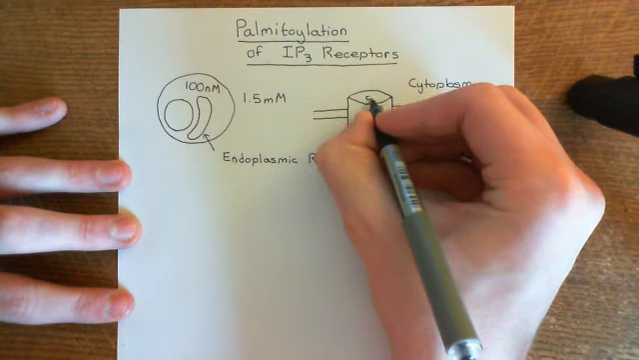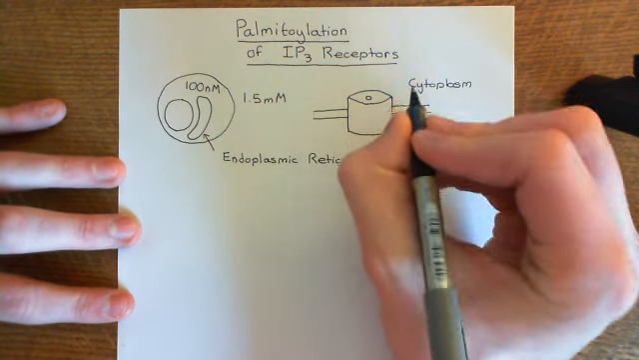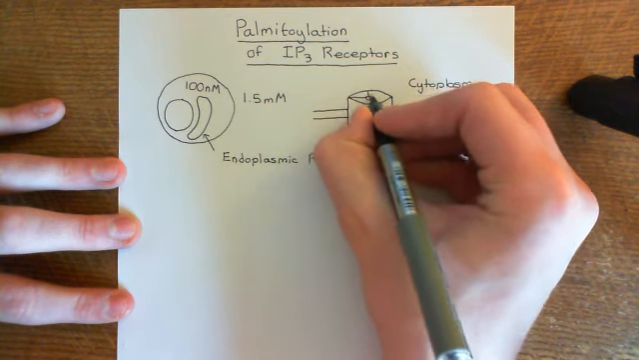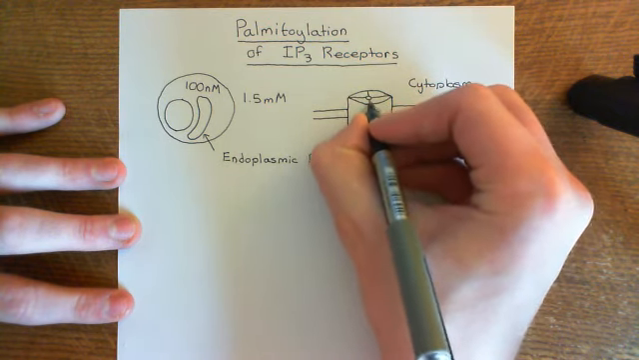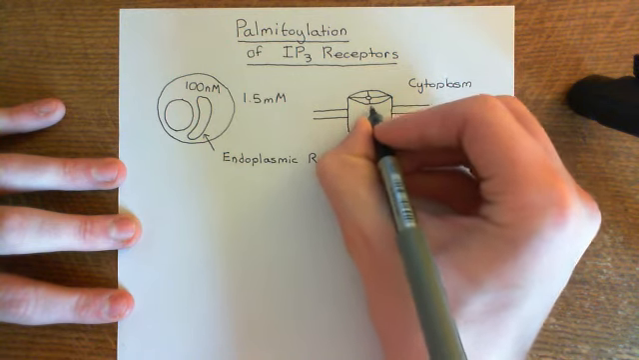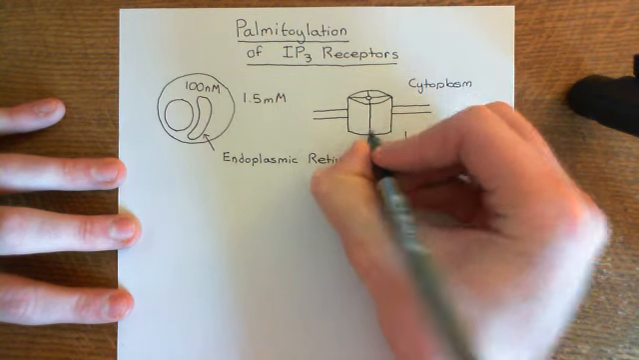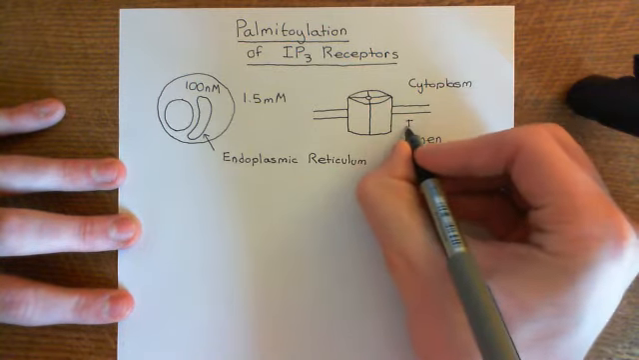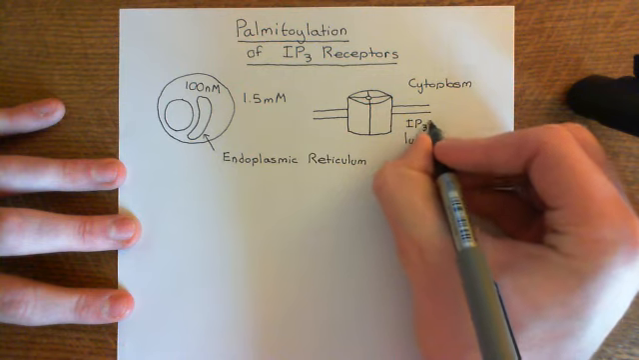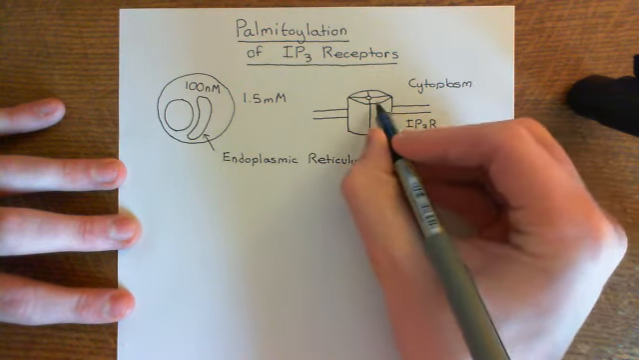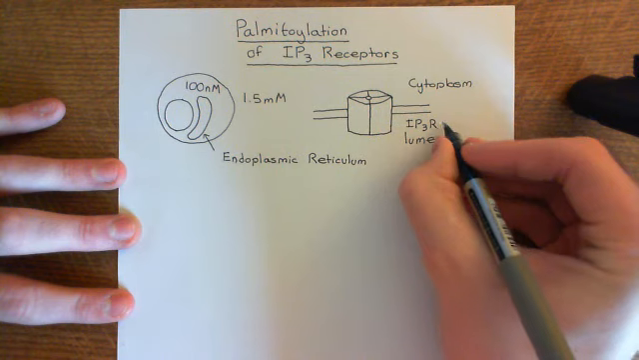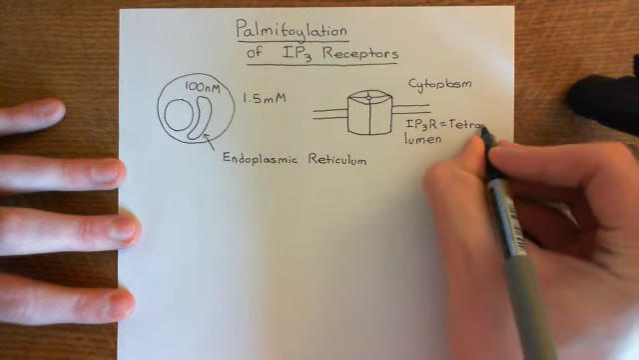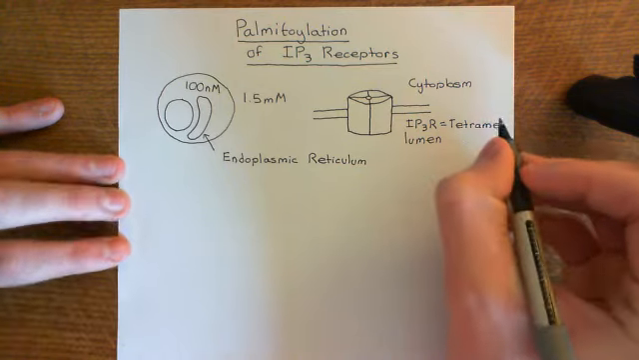Basically, an IP3 receptor is not just one protein. Instead, it is 4 proteins stuck together. I'll draw this here. So we have 1, 2, 3, 4, and I'll draw a line down there to make it more authentic. This is the IP3 receptor. The entire thing is called the IP3 receptor, but it's made up of 4 separate subunits. So an IP3 receptor is what you would call a tetramer. It consists of 4 separate subunits.